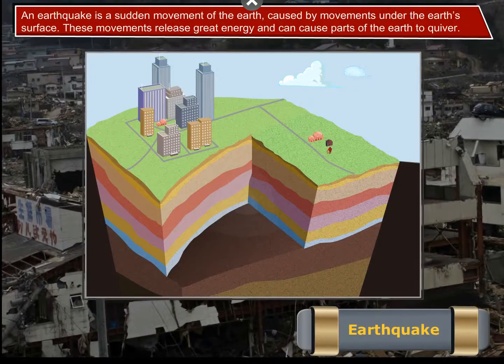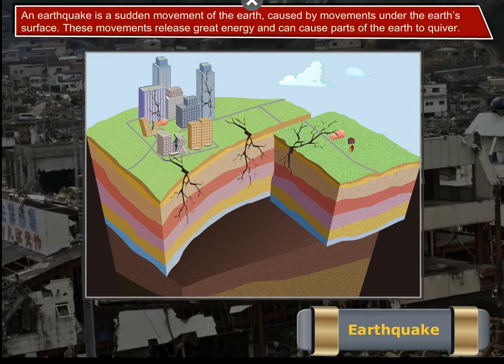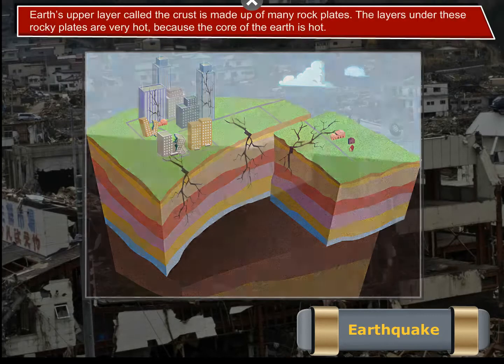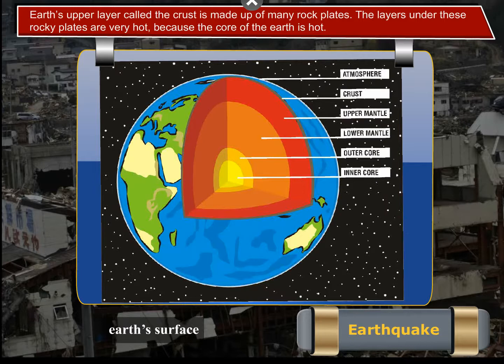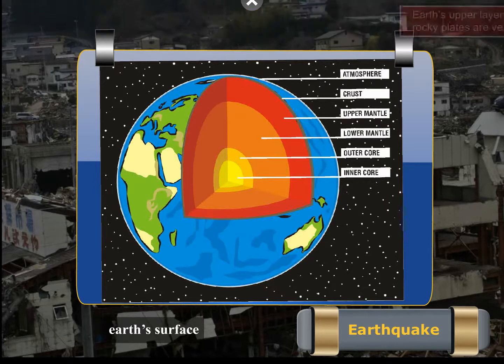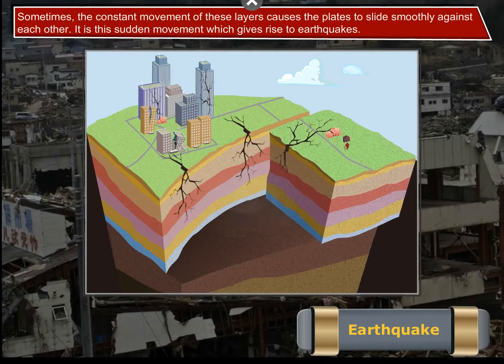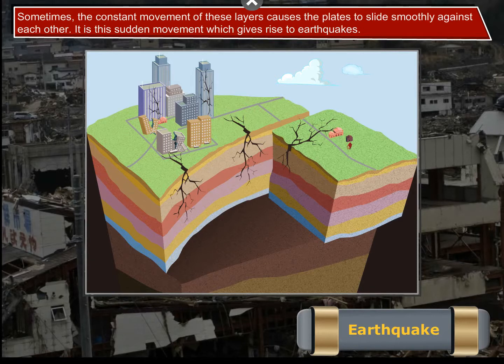Earthquake. An earthquake is a sudden movement of the earth caused by movements under the earth's surface. These movements release great energy and can cause parts of the earth to quiver. Earth's upper layer, called the crust, is made up of many rock plates. The layers under these rocky plates are very hot because the core of the earth is hot. Sometimes the constant movement of these layers causes the plates to slide smoothly against each other. It is this sudden movement which gives rise to earthquakes.